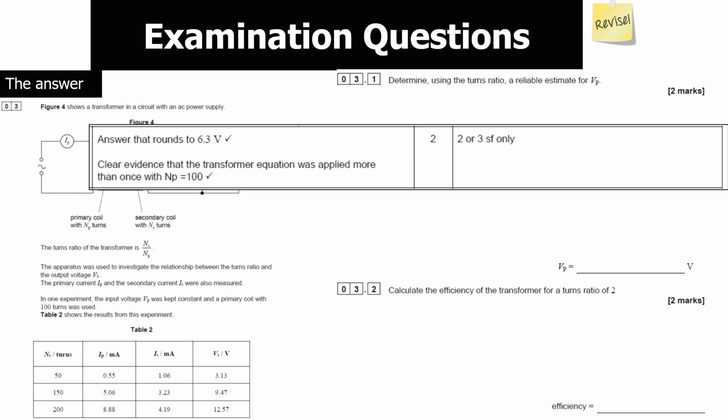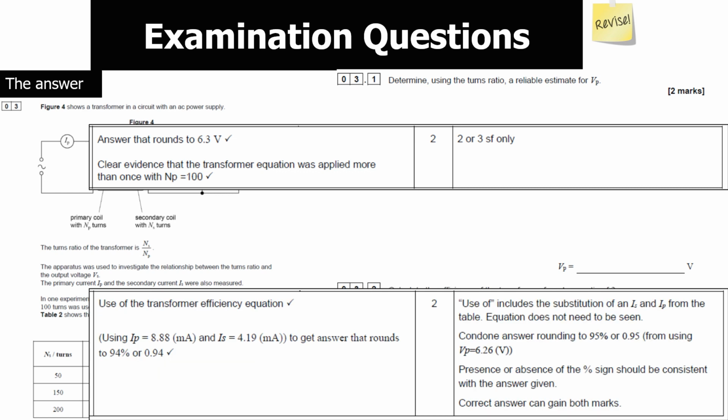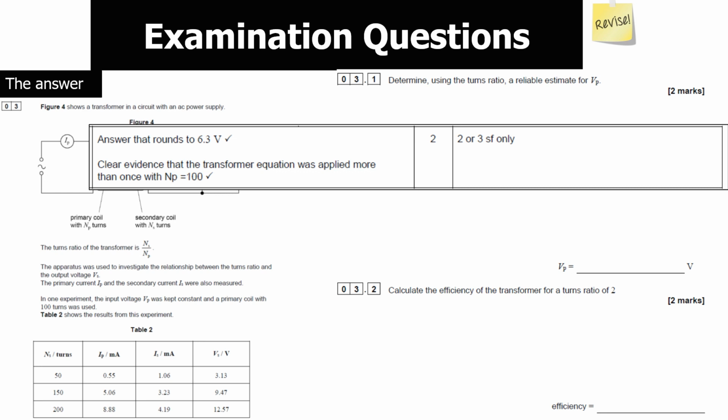Now the next question is, you've got to be aware of how you work out the transformer efficiency. The transformer efficiency is equal to the secondary power divided by the primary power. You should be aware that the primary power is equal to Vp times Ip, and that the secondary power is equal to Vs times Is. Now it wants it for a turns ratio of 2.